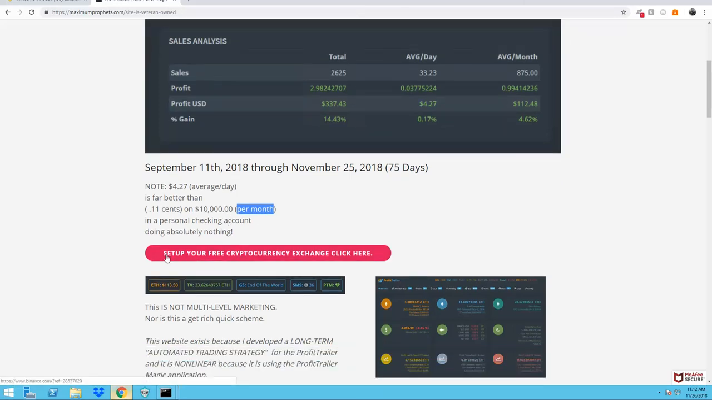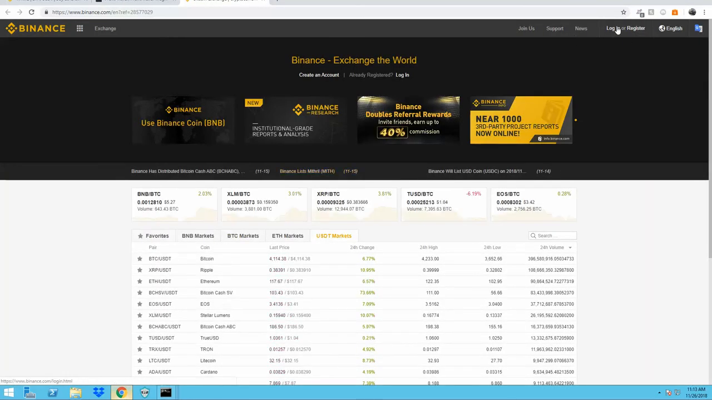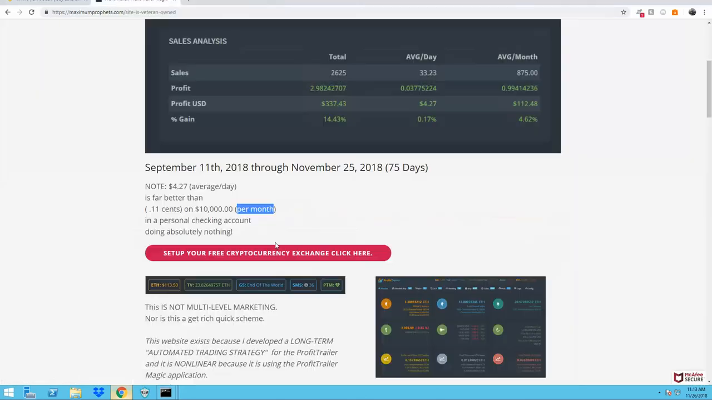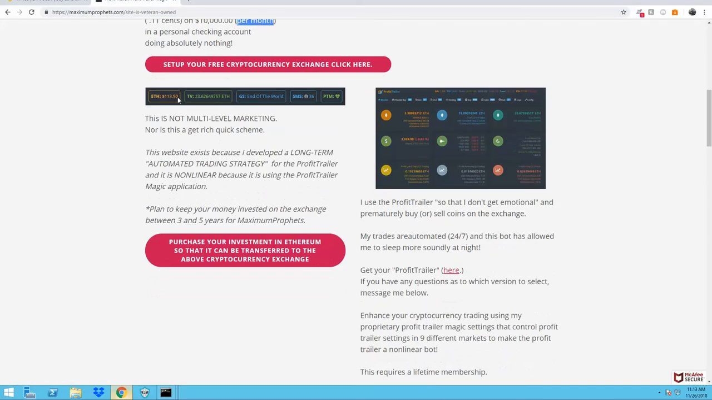You can click here to set up your cryptocurrency exchange. When you click on this, you will literally go over here and click on register and register your account. This is updated daily as well. It was at $113.50 earlier. There's the picture of the ProfitTrailer robot that will also be updated daily.